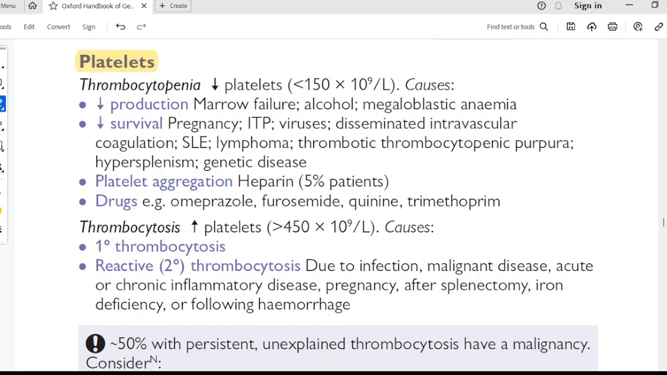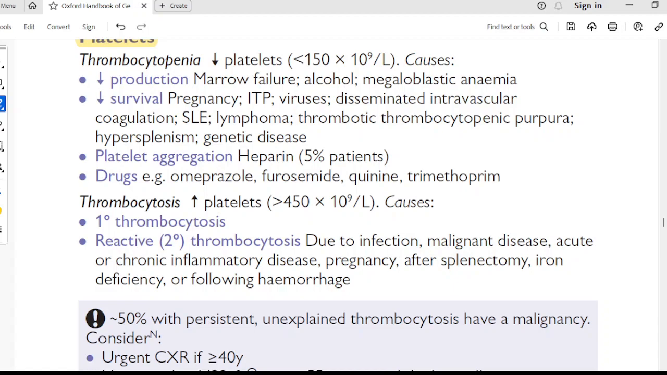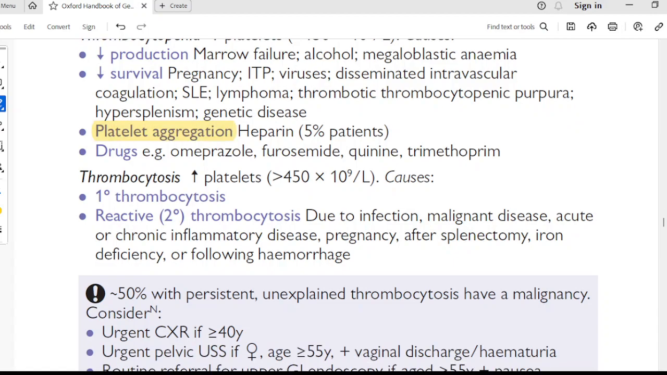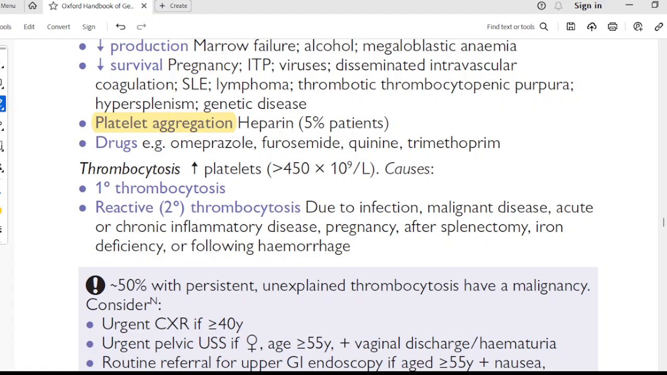So either there is decreased production because of marrow failure, alcohol or megaloblastic anemia, or decreased survival, that is pregnancy, ITP, TTP, DIC, SLE, lymphoma, hypersplenism, genetic disease, or platelet aggregation like with heparin, which in 5% of patients causes heparin-induced thrombocytopenia or HIT. Drugs, for example omeprazole, furosemide, quinine and trimethoprim. Quinine, which is used in nocturnal leg cramps, can cause thrombocytopenia. Trimethoprim, T for trimethoprim and T for thrombocytopenia, also causes bone marrow suppression. Omeprazole, which we routinely use as a PPI, will cause some thrombocytopenia, and furosemide.